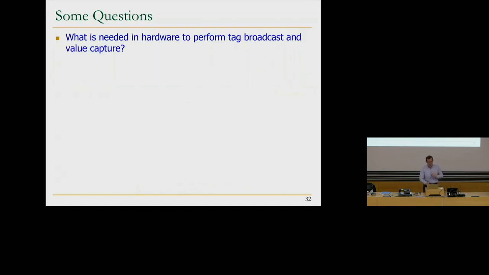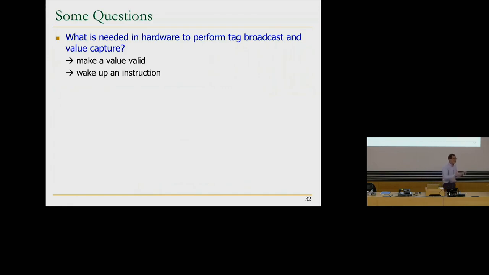Okay, so I think I already answered this question, actually. What is needed in hardware to perform tag broadcast and value capture? Basically, lots of comparators. Whenever you broadcast a tag, you compare it to every possible place any tag is stored, so you need comparators. And you also need to broadcast the value. So you need to make the value valid with that comparison result, and you need to wake up an instruction also.